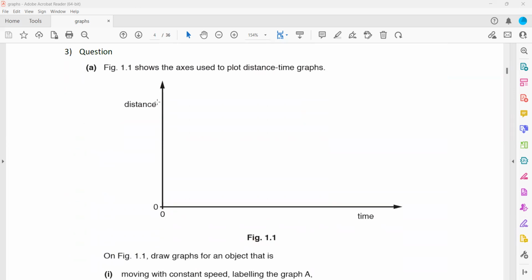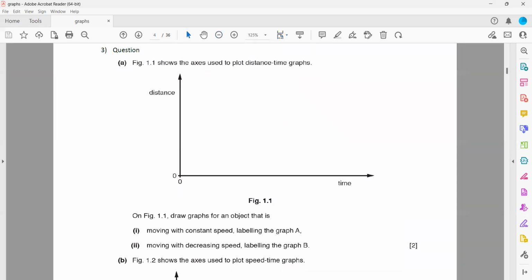In question 3, figure 1.1 shows the axes used to plot the distance-time graph. On figure 1.1, draw a graph of an object that is moving at a constant speed. In a distance-time graph, the slope represents the speed. If you want to represent a constant speed, the angle should not change, so it will be a straight line. We label that as A.